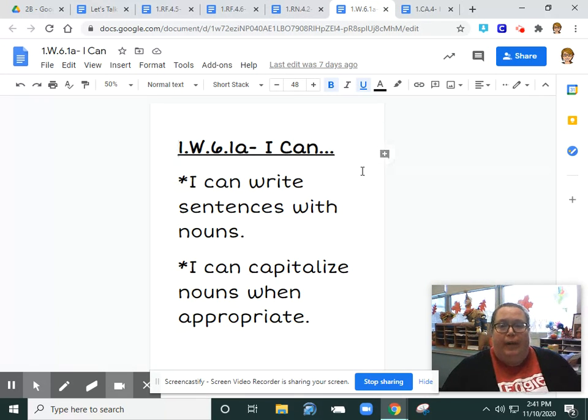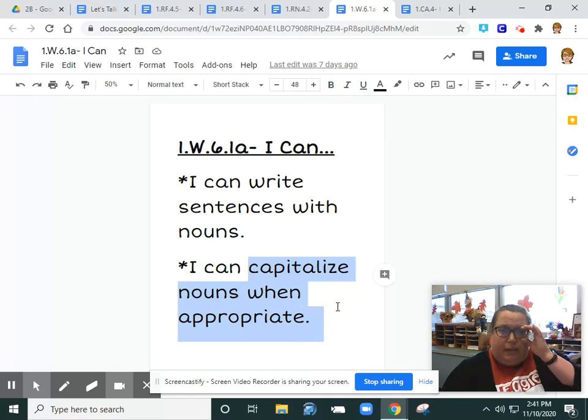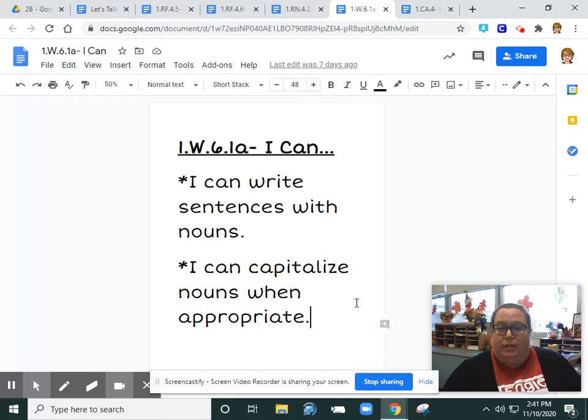We're also going to talk about nouns. Okay? This is going to be a writing standard. This is: I can write sentences with nouns. We're going to talk about what nouns are and how they are used in sentences, and then also capitalizing nouns when appropriate. So there are some nouns that need capital letters, and we'll talk about that, and we'll work on using those in our writing.